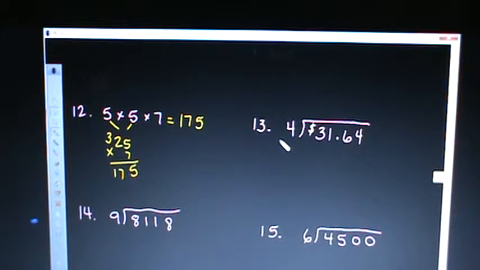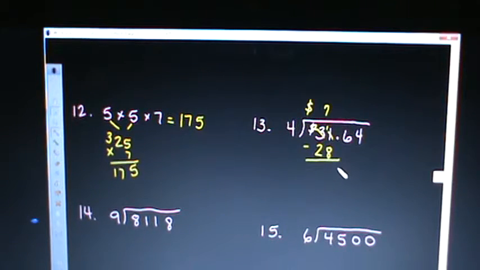Number 13. We're simply dividing 4 into $31.64. 4 will not go into 3, but 4 will go into 31 7 times. I'll bring my dollar sign up. 4 times 7 is 28. 31 minus 28. I'll borrow. 11 minus 8 is 3. Bring down my 6. 4 will go into 36 9 times.